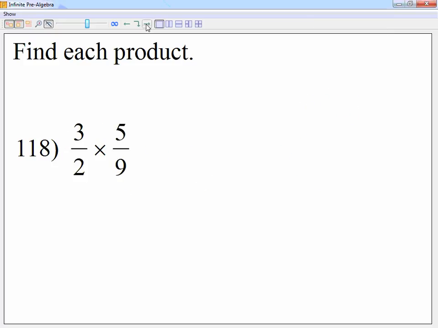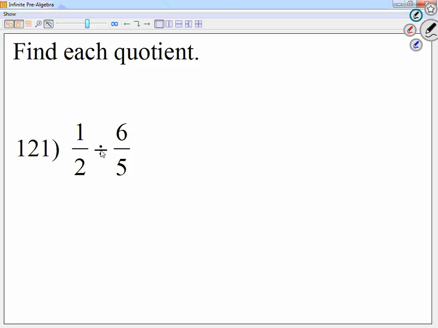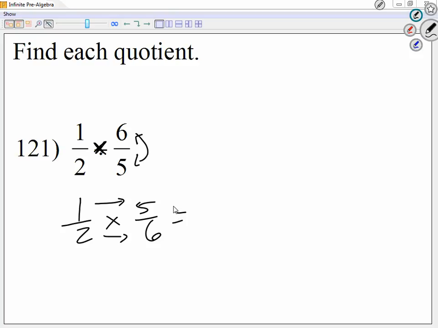Okay. Now looking at 121, we have division. For division, my division sign, I'm going to change it to times because we know how to multiply. My second fraction, I'm going to flip it. What I mean by that is that I have 1 over 2 times 5 over 6. I do the reciprocal of the second fraction. I'll flip it. Now I'm going to multiply straight across. On the top, 1 times 5. At the bottom, 2 times 6. My answer is 5 over 12.